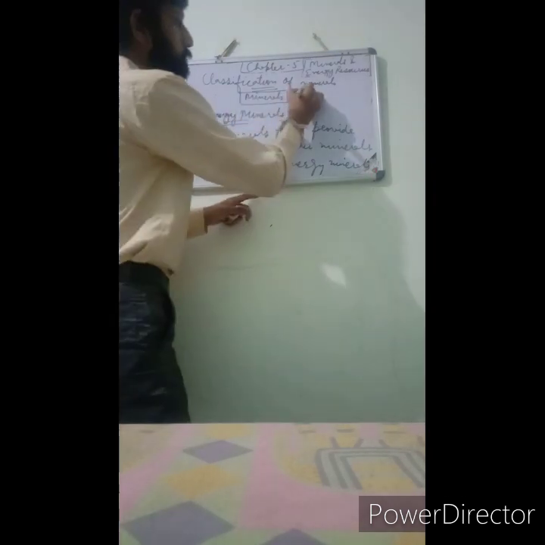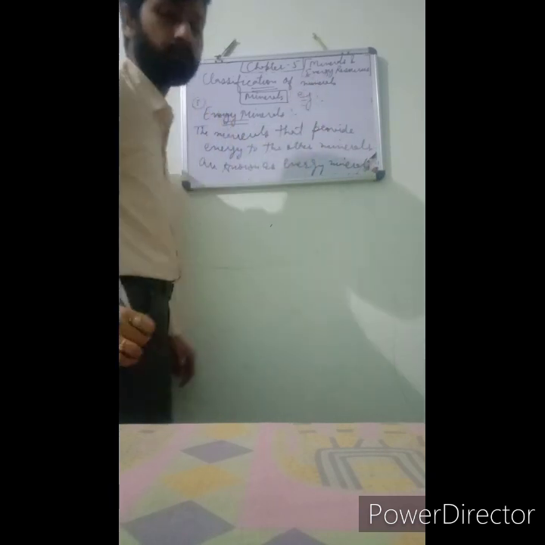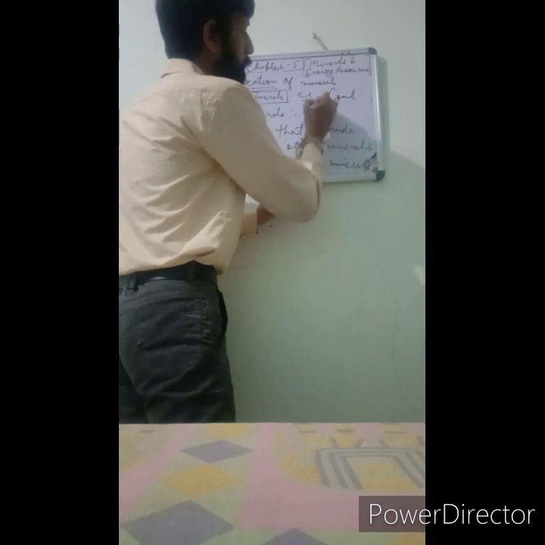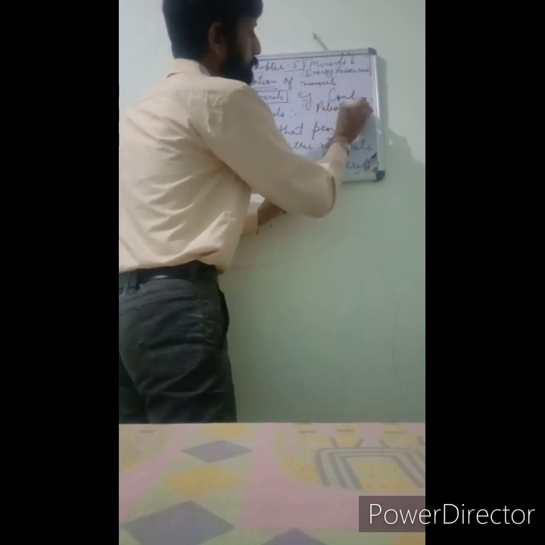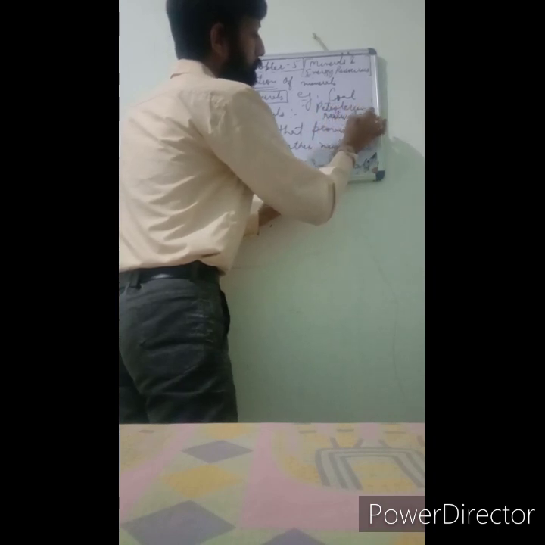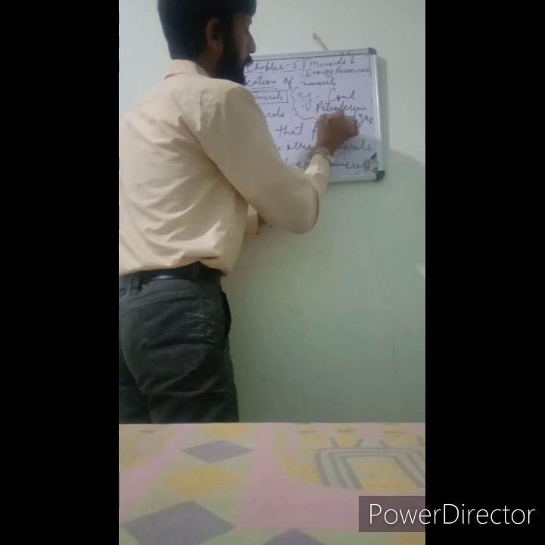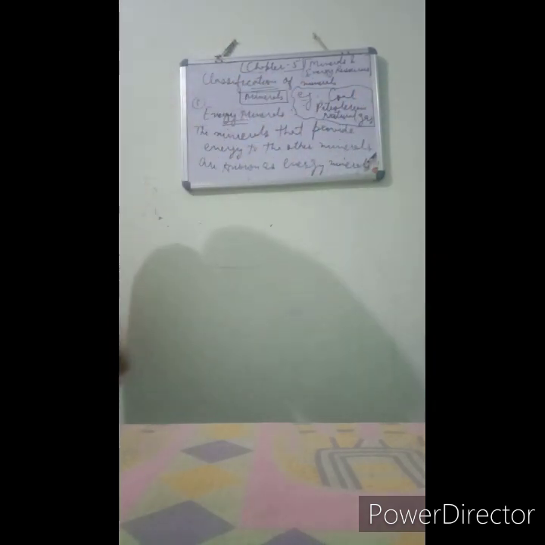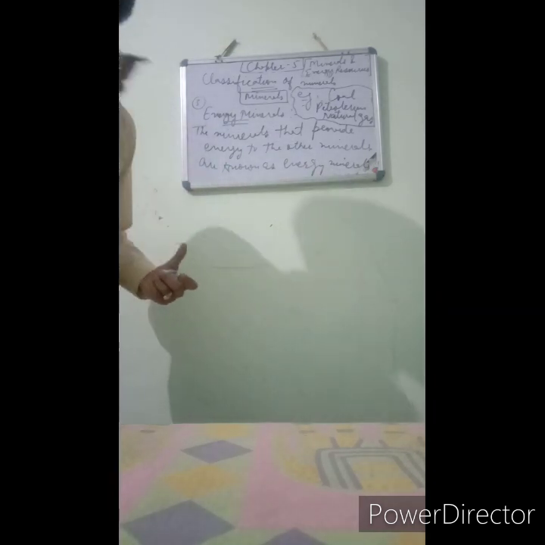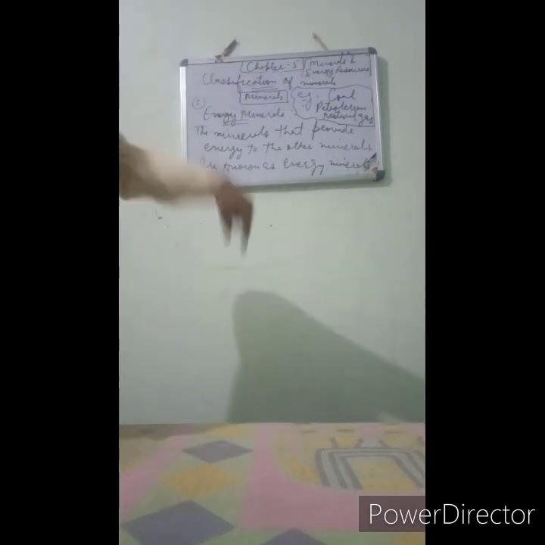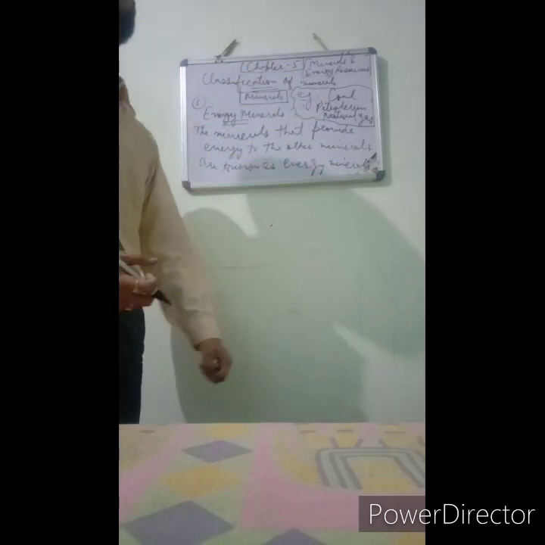For example, very important, underline please, that is coal, petroleum and natural gas. Coal, petroleum and natural gas. These are the examples of energy minerals. Okay, minerals that work to give energy to other minerals, such minerals we call energy minerals. For example, coal, petroleum and natural gas.